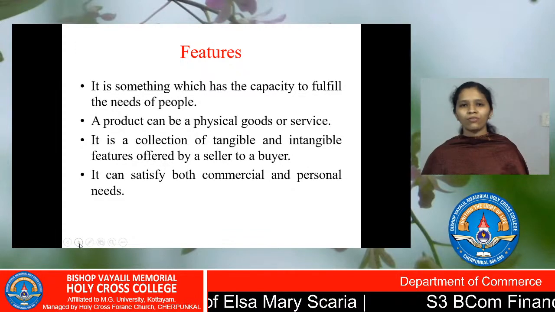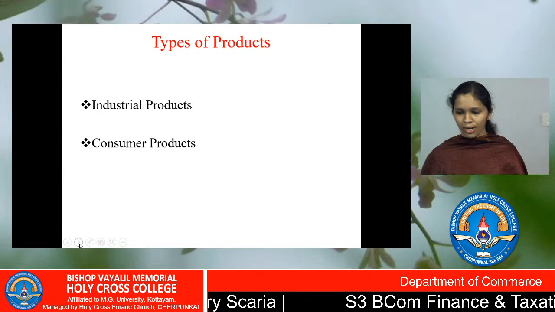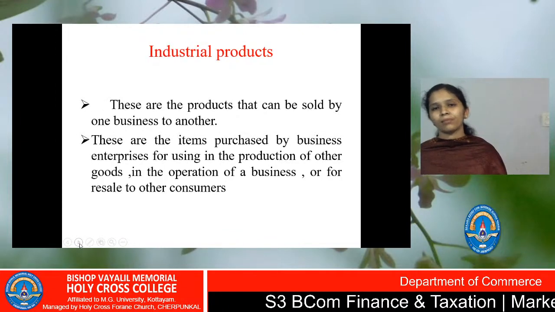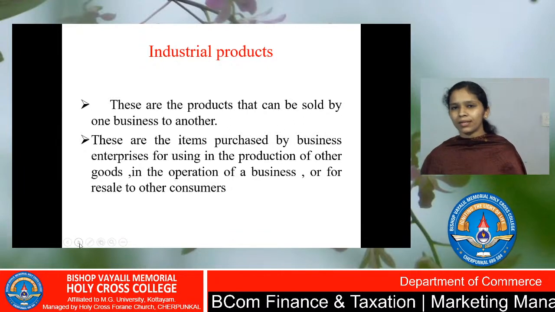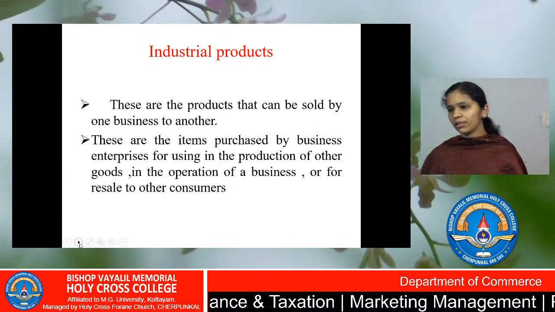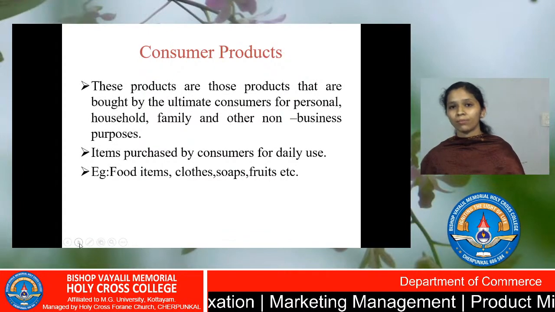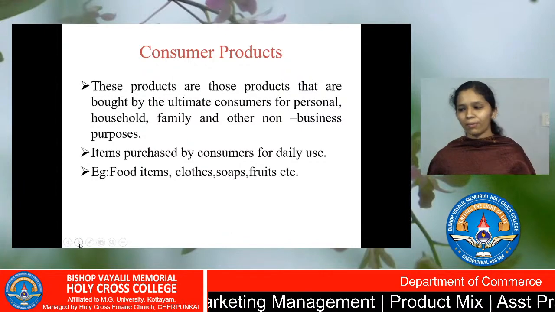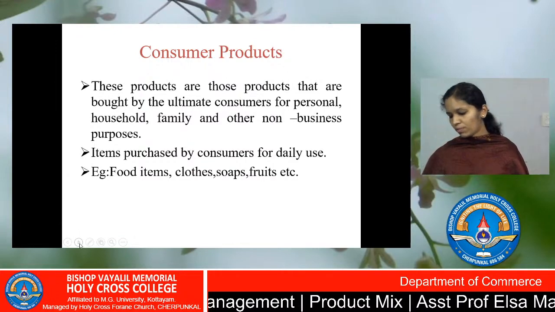Then the types of products. What are the major classifications? Industrial products and consumer products. Industrial products means these are the products which are meant for industrial purpose, that means which are sold by one business to another business. Example, raw materials for production. Then second classification, that is consumer products. Consumer products means these are the products which are meant for final consumption, which are bought by the consumers, family or household, etc. Example, food items, clothes, soaps, etc.